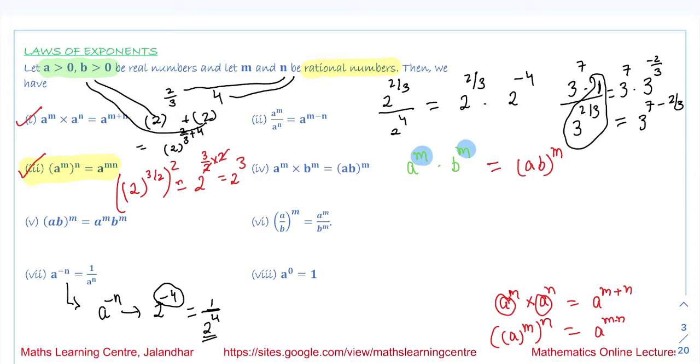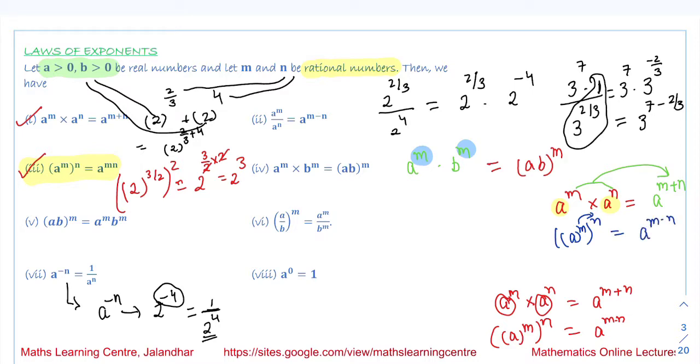So first I am again explaining this. It is a raised to the power m into a raised to the power n. What we have over here is that this a is the same in both cases, so the answer will be a raised to the power m plus n. Both these powers get added. In the second case, a raised to the power m raised to the power n, both these powers get multiplied and we get a raised to the power m into n.